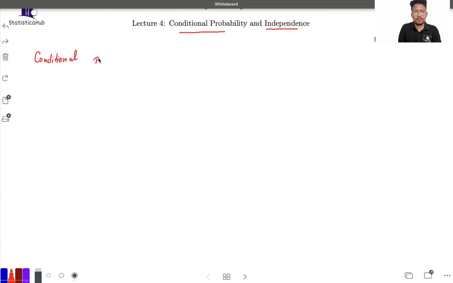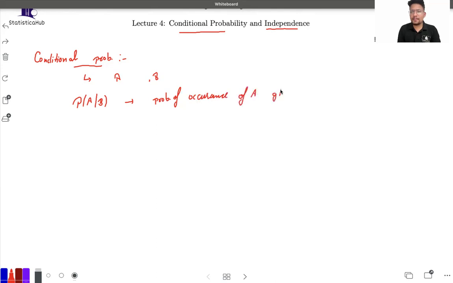So we have conditional probability. As the name says, this is some sort of probability that is holding some kind of condition. Okay, so let's say you have some event A, some event B. Now, if I say you have to calculate the probability of event A given that B has occurred, the meaning of this is: find the probability of occurrence of A given that B has already occurred. This concept is very simple.